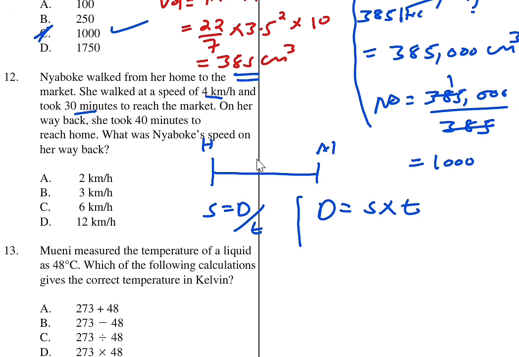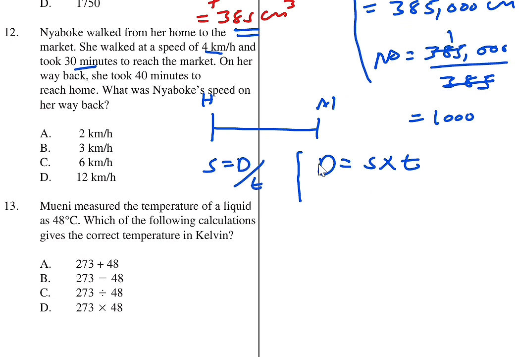So our work is to get the distance from home to the market. Distance is the speed of Nyaboke, 4 kilometers per hour, times the time of 30 minutes. Remember, here it is kilometers per hour, so we have to convert this into hours. We divide by 60, so it is 30 over 60 hours, or a half. If we multiply that, 4 times a half is 2. Distance is 2 kilometers. So from home to the market, it is 2 kilometers.